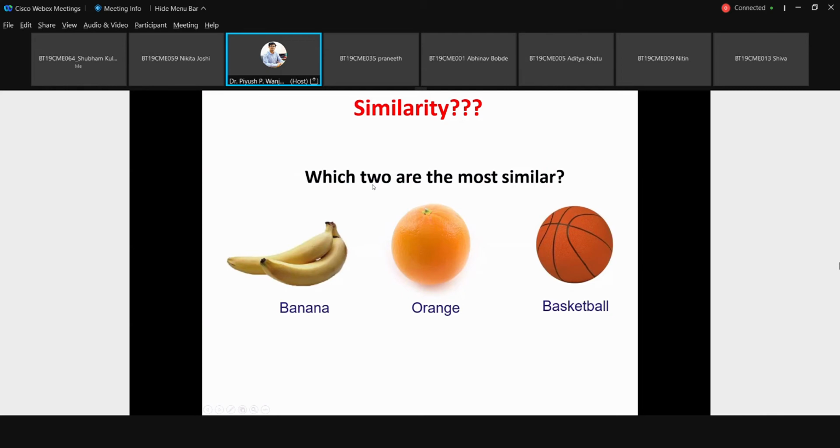Which two are the most similar? Banana, orange, and basketball. So which two are the most similar? Orange and basketball. Okay, orange and basketball. Any other answer? Banana and orange. Banana and orange. Any other answer?